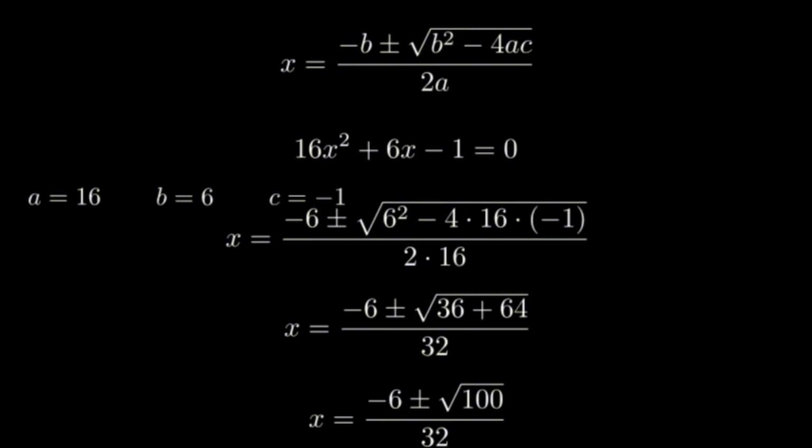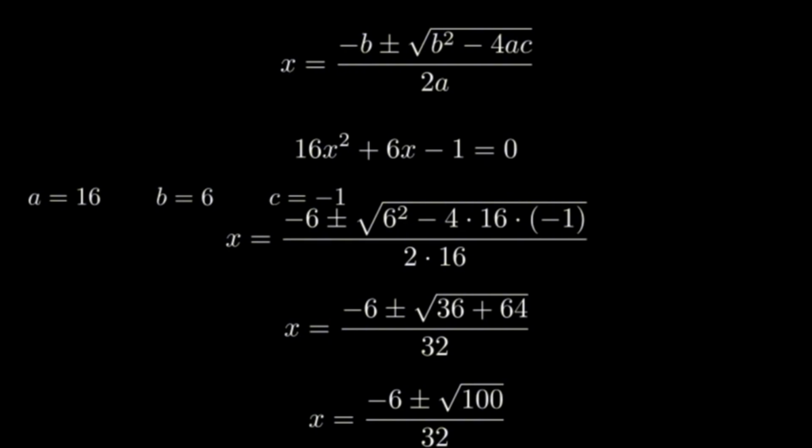Let's simplify the numerators. For the first solution, negative 6 plus 10 equals 4. For the second solution, negative 6 minus 10 equals negative 16. Now let's simplify these fractions. For 4 over 32, we can divide both the numerator and denominator by their greatest common factor, which is 4. This gives us 1 over 8. For negative 16 over 32, dividing both by 16 gives us negative 1 over 2.